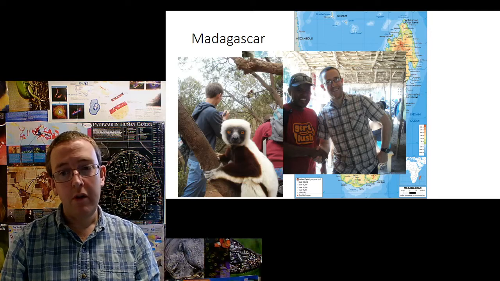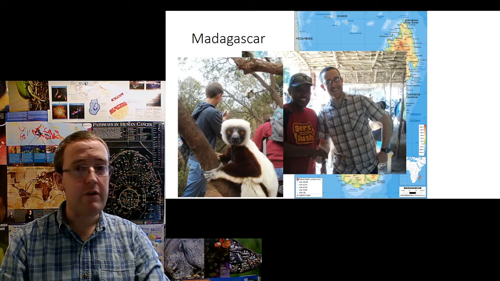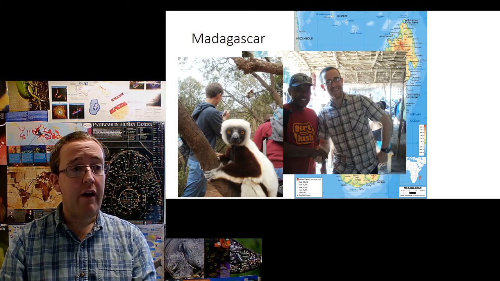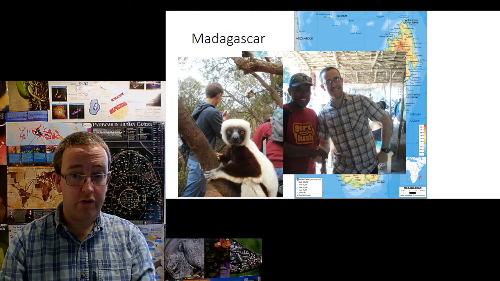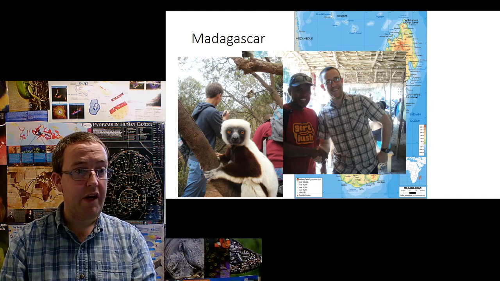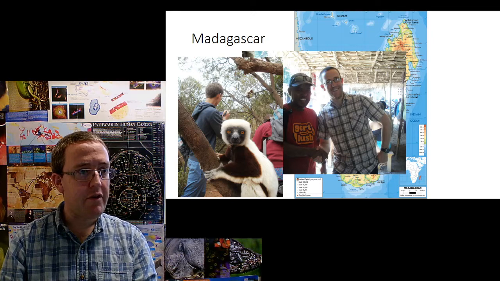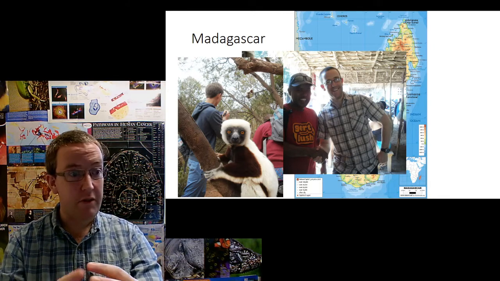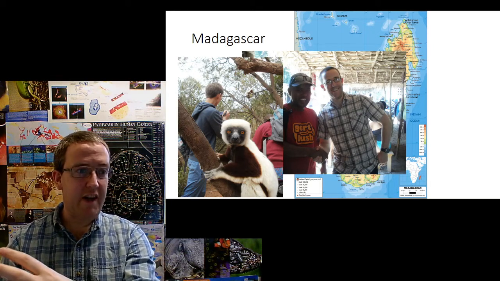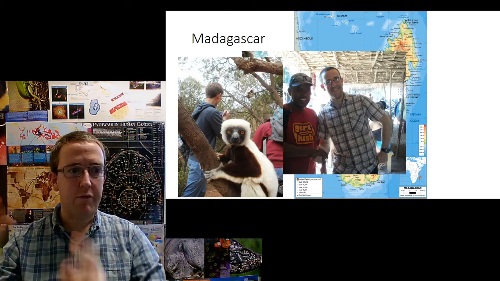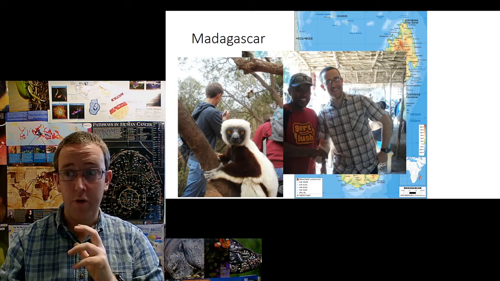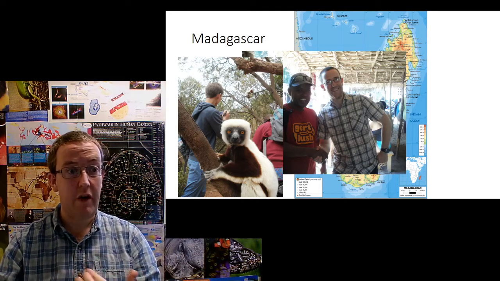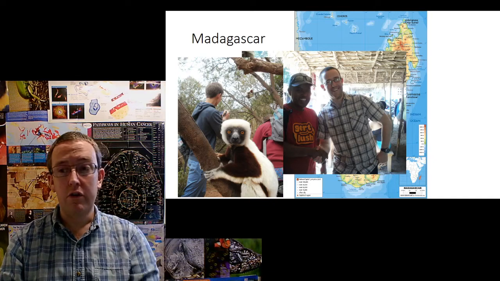For example, of course, famously, the lemurs. Now, that's a sifaka lemur, and not only do you not see lemurs anywhere else in the world apart from Madagascar, they've also got a load of different species of lemur themselves. So the lemurs, as a group, are isolated, but they're also adapted to different areas of the island, because it's very different in terms of climate across the island. So you've got sifaka lemurs.